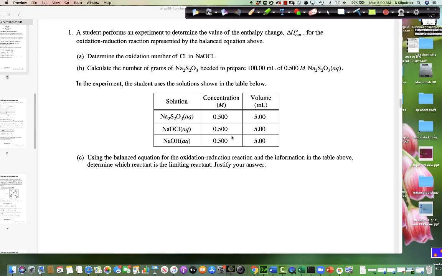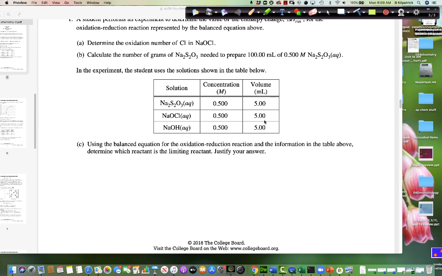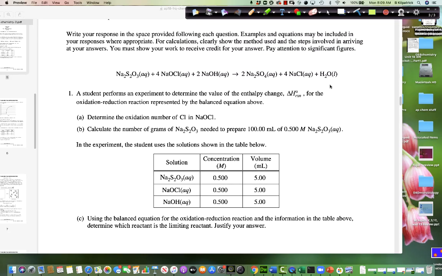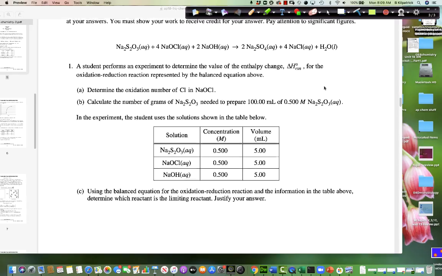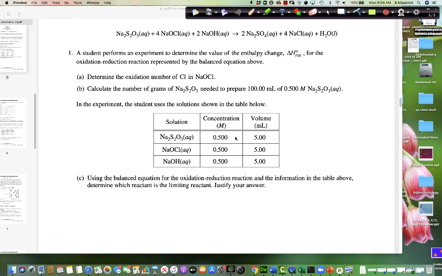So if you wanted to, you could simply go ahead and calculate moles of any of the products, and then you would be able to figure out which one produces the smallest amount, or you could just simply think about it because you're given the same amount and same concentration for everything. So really it's just going to depend on the coefficients here. So it takes 1 of these, 4 of these, and 2 of these for every time you have the reaction.